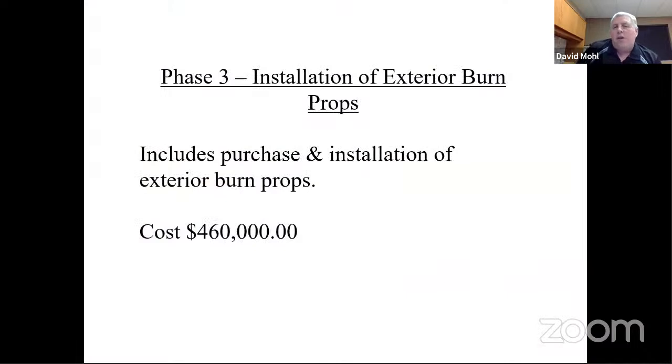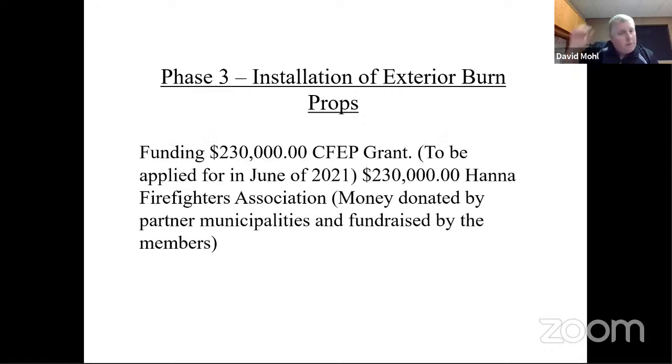Phase 3 is our installation of exterior burn props. Looking at a $460,000 phase for that. That's going to be funded primarily through half CFEP and then the matching money to CFEP, which we have in place. That's the money that we got from the municipalities and through our fundraising, things like Gord Bamford and Hannapalooza back a few years ago. That's where the money's come from.